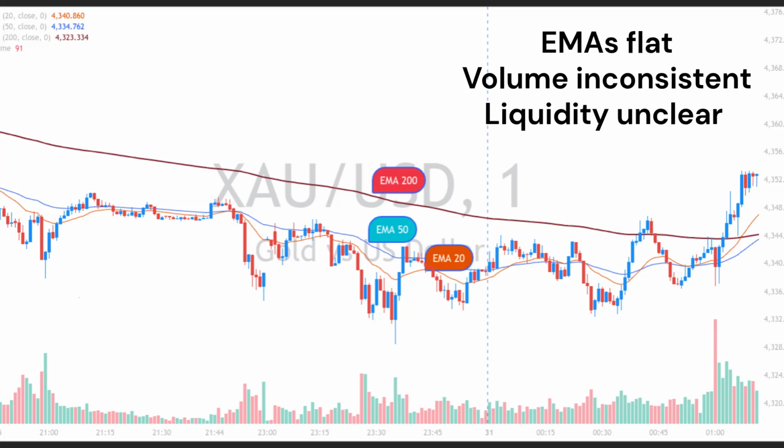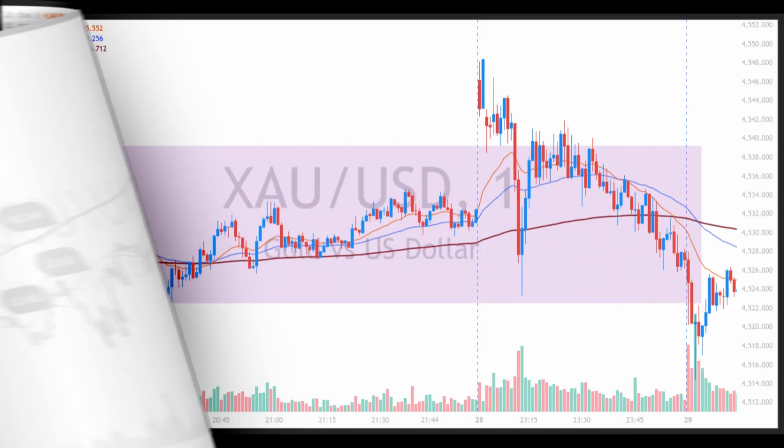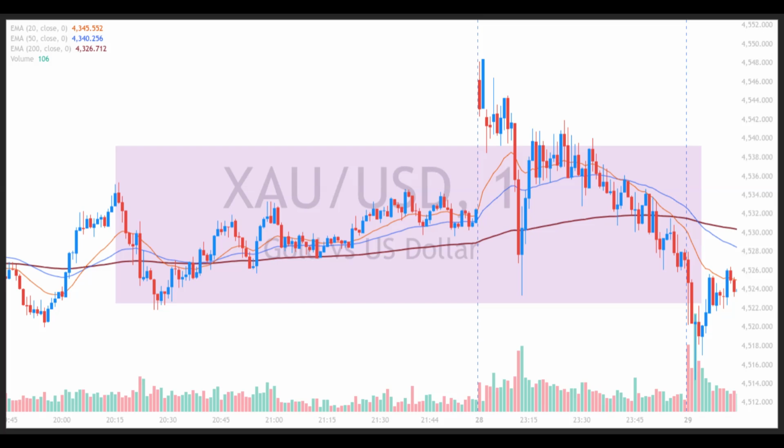Flat EMAs tell me one thing. The market has no urgency. There is no pressure to move. Look at the volume, small, uneven candles. This means institutions are not active yet. And finally, there is no clear high or low being targeted. That's why I call it unclear liquidity. This is not a bad market, this is a waiting market.